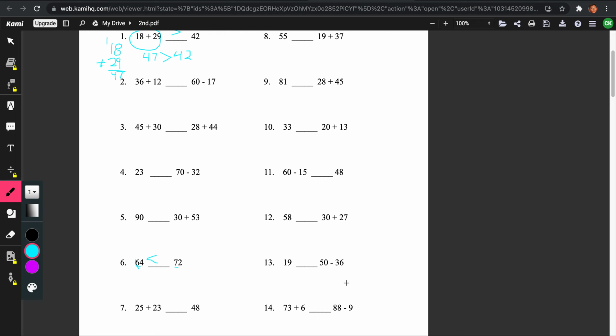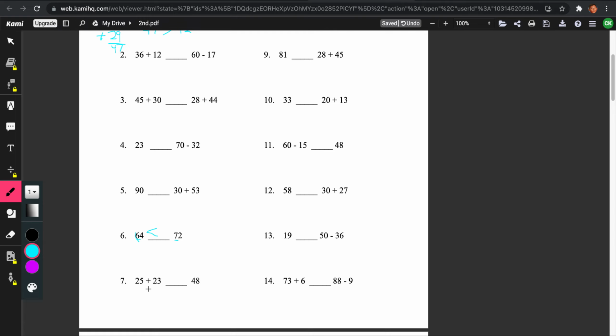Okay, let's take a look at question 7. So 25 plus 23. So let's first add. Okay, 5 plus 3, that's 8. 2 plus 2, that's 4. But wait, 48, is it greater than or less than 48? No, they're equal. So you would put the equal sign here.